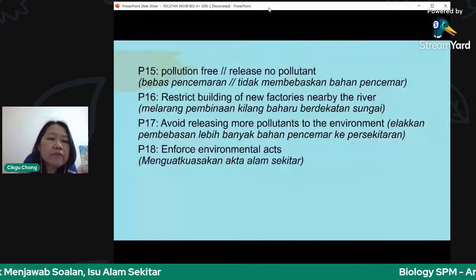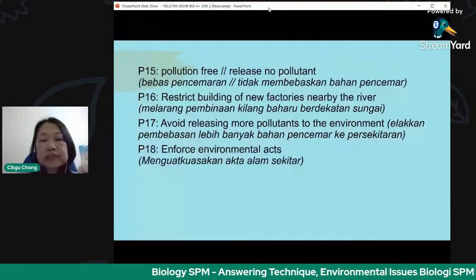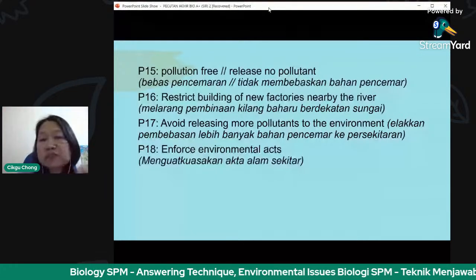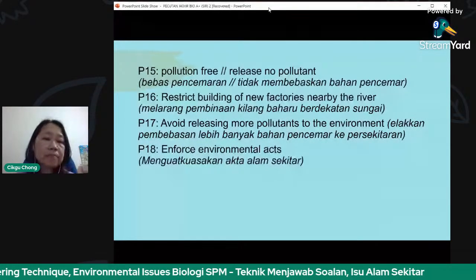Install filters in the fume chamber. This is for factory owners to filter the poisonous gas before it's released into the air. So these are the points that can be used. Any 6 points from there.